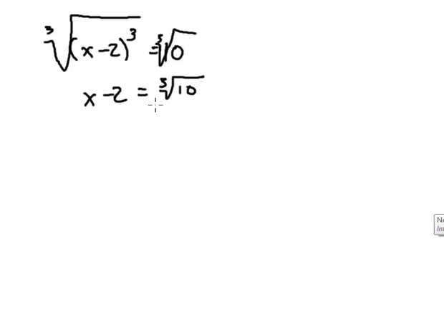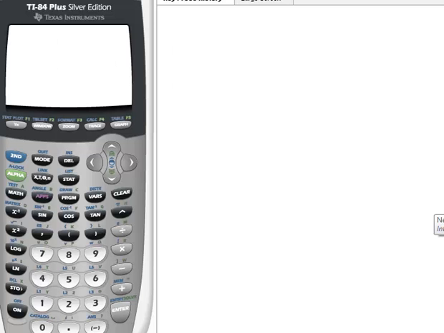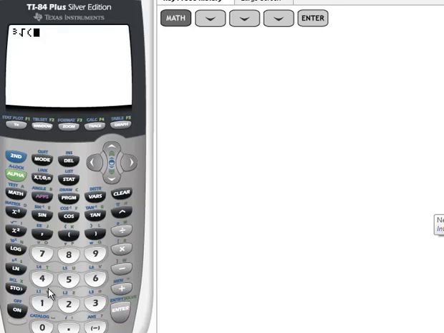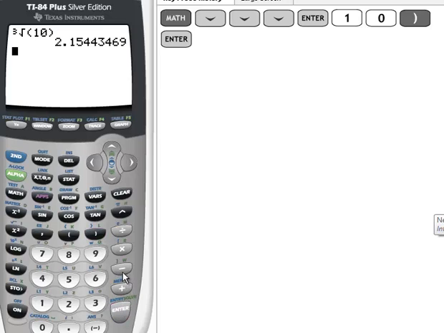Now, the third root of 10 is not an integer. There's no integer that when I multiply by itself 3 times, I get 10. So if I want to, I can just leave it like this, or I can find out what it is as a decimal or an approximation of it. So I'm going to take the third root. Now, there actually is a third root button here. That's number 4. And I can use that. I could also use this xth root and tell it to take the third root, but I'll take the third root. And I wanted the third root of 10. So the third root of 10 is 2.15444. So I'm just going to use 2.15.